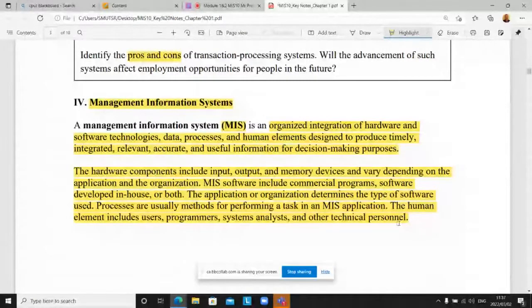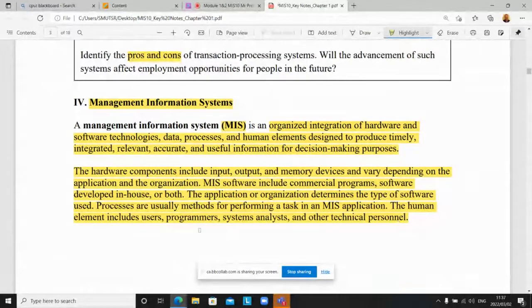Outsourced is when you buy it, like from Microsoft or whatever company. And then processes are methods of performing a task in an MIS application. I think focus on the word process. Process is processing information. So you have your data, which is unsorted. You will then sort your data and then you will process it to gain competitive advantage.